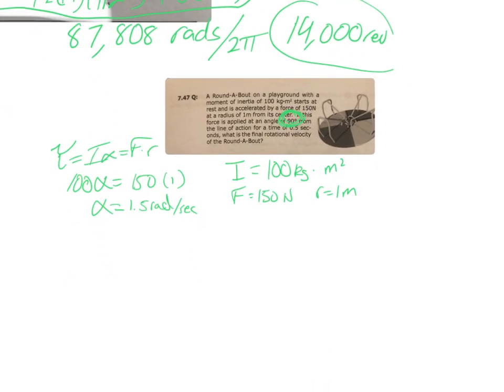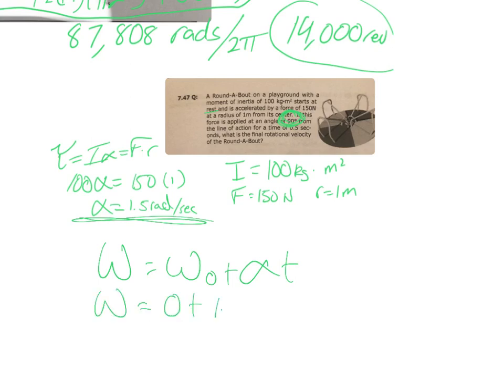Now, does it start at rest? Starts at rest. Okay, so it starts at rest, and so then omega is equal to omega naught plus alpha t. We now know alpha, so omega is equal to 0 plus 1.5 times 0.5 seconds, and 0.75 radians per second is equal to omega.